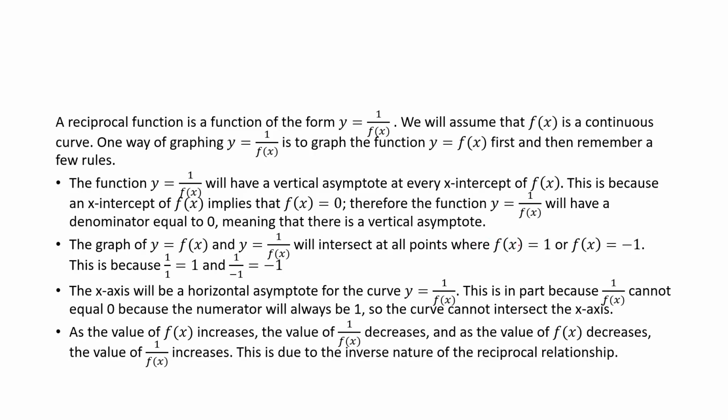The graph of y equals f of x and y equals 1 over f of x will intersect at all points where f of x equals 1 or f of x equals negative 1. And this is because 1 over 1 equals 1 and 1 over negative 1 equals negative 1. Those are the two values for which the reciprocal equals the given value.